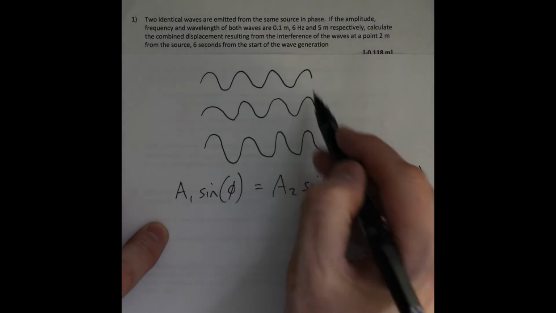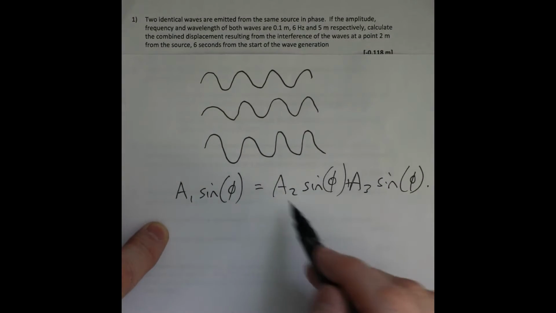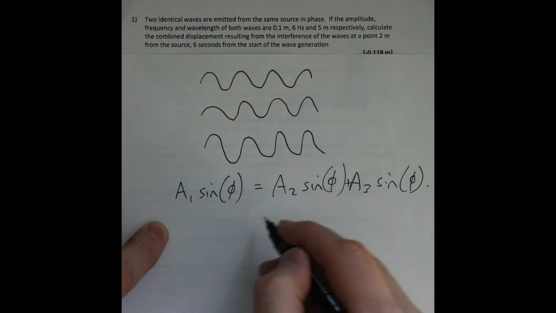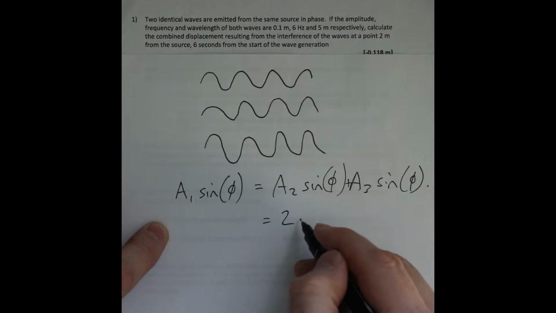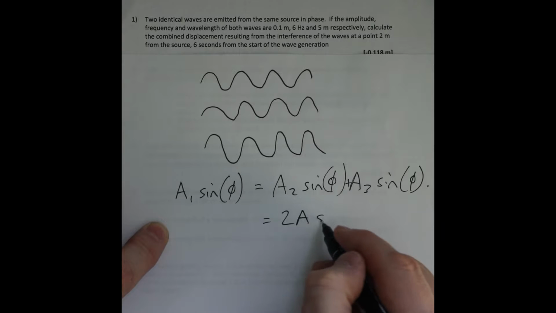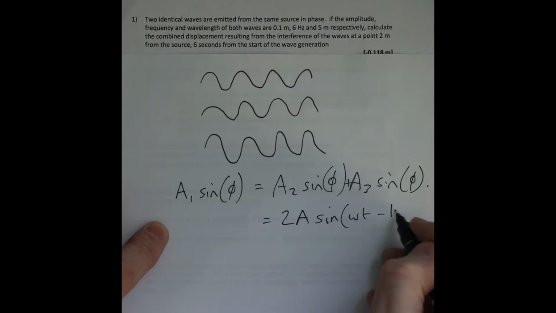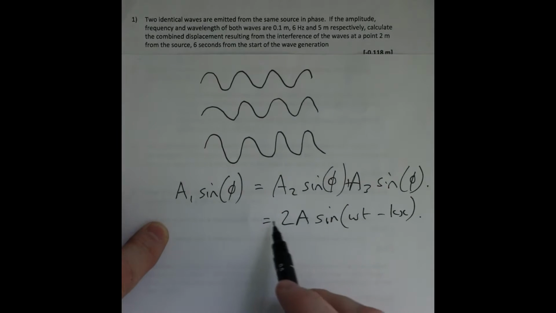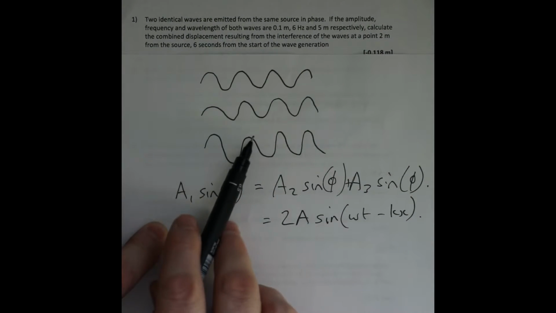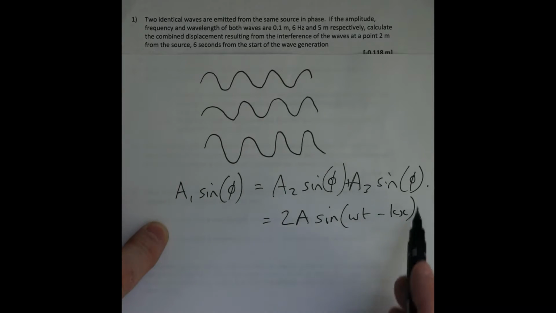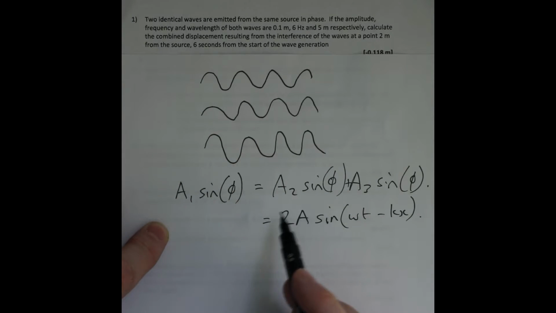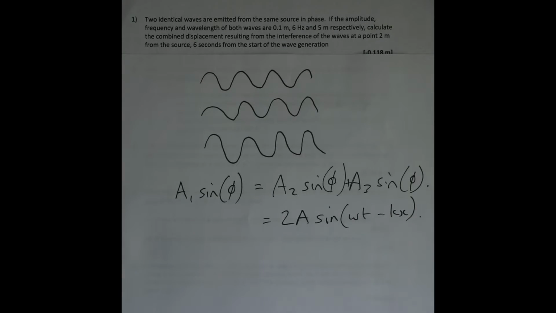So in this case these two waves are exactly the same. If this wave is the same as this and we add it to itself, that's just going to be equal to 2 times A sine phi, which of course is omega t minus kx. Okay, so this is where this relationship comes from. If we have two waves that are identical and we add them together, the resultant is going to be 2 times the original wave equation.